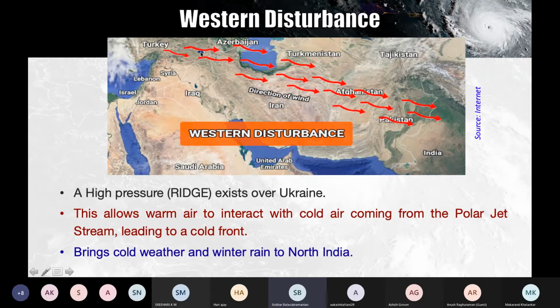So when this intrusion of warm air is missing, then you only have cold weather, because you only have a subtropical jet stream present. Only when this warm air intrusion occurs because of the high pressure which has formed over Ukraine. So whenever I see winter rain for North India, one of the things that I look for is the high pressure ridge over Ukraine. If that has formed, then there is a high chance that there is going to be a winter rain in many parts of North India.